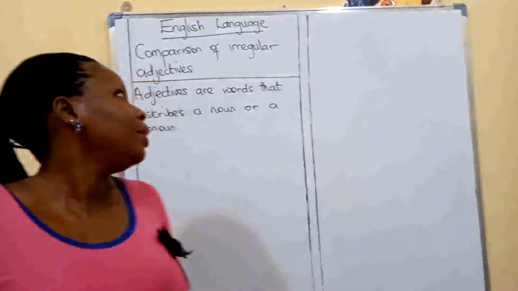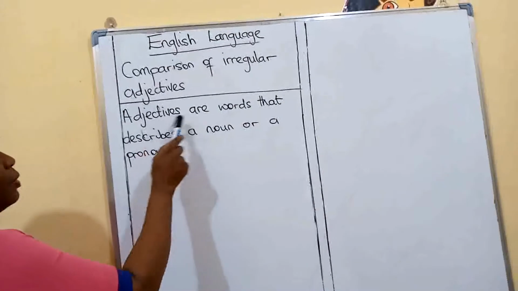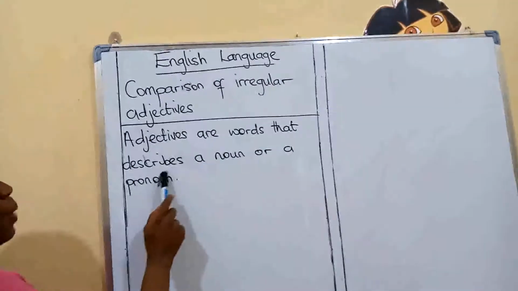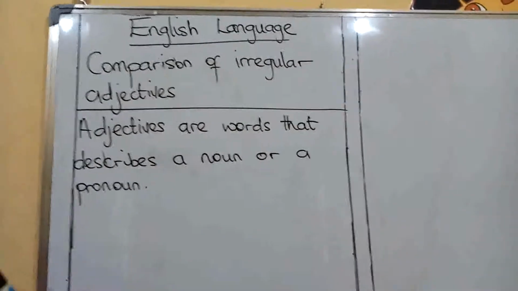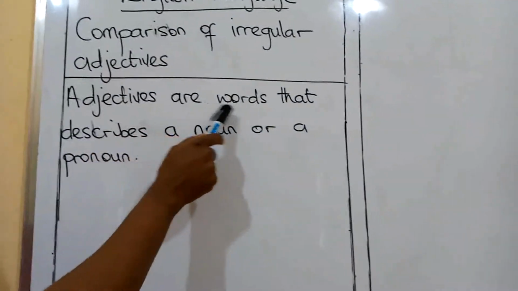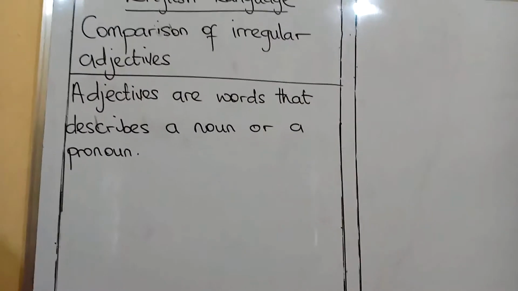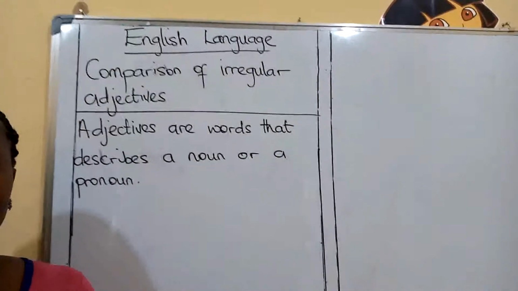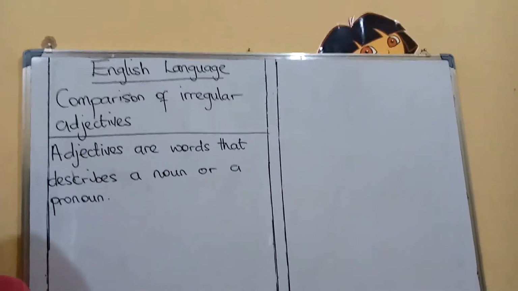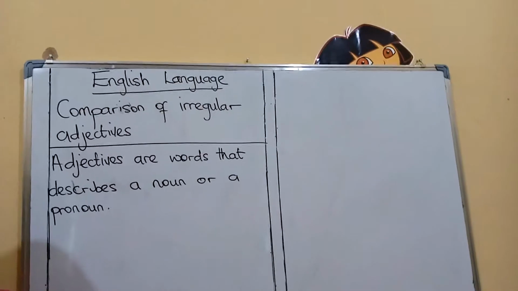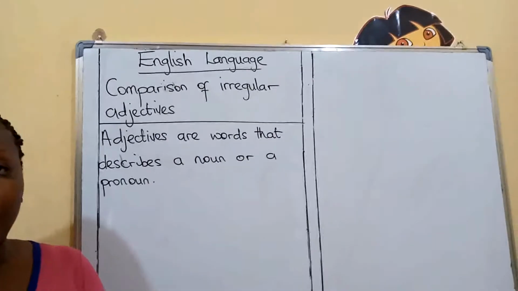Okay, here is what we have on the board. I told you that adjectives are words that describe a noun or a pronoun. Let's say it one more time. Adjectives are words that describe a noun or a pronoun. You all know what a noun is and what a pronoun is, because we are not going through that today. A noun is the name of a person, animal, place, or thing. A pronoun is a word that stands for a noun.